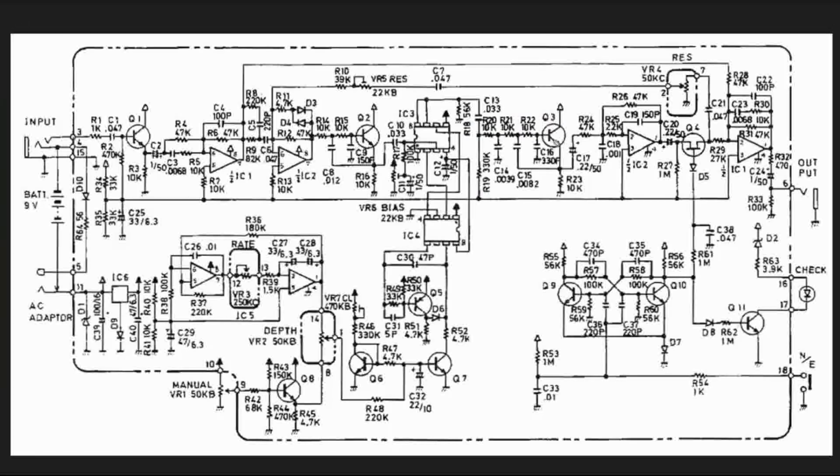Then on the output of our low pass filter, we then have this op amp stage right here.